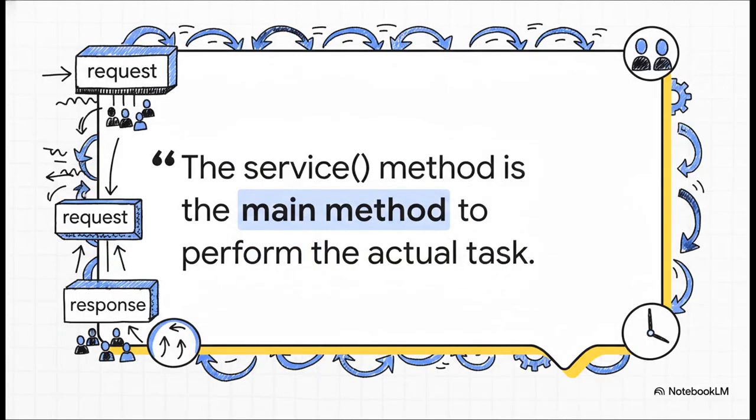Next up is the service method, and this is the real workhorse. This method gets called for every single user request. It's the main event. It gets handed two things: a request object, which has all the details about what the user wants, and a response object, which is what it'll use to send the answer back. This method has to be fast because it's handling all the live traffic.